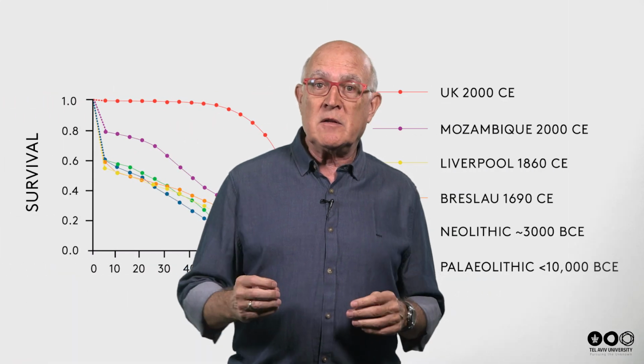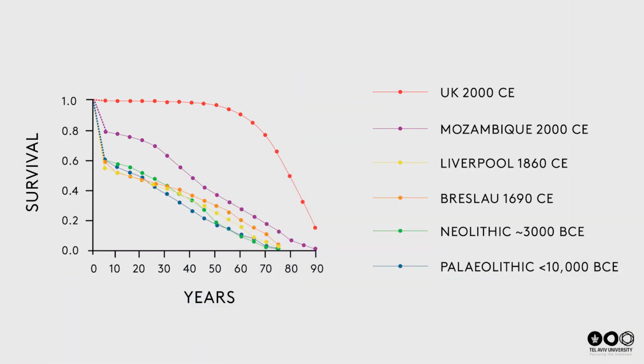Here, take a look at this graph. Most people living in Liverpool, England in 1860 didn't even reach age 50. And 100 years earlier in Breslau, Germany, things were no different. But today, in the UK, you're almost promised to reach 80. While in Mozambique, life expectancy has not improved.